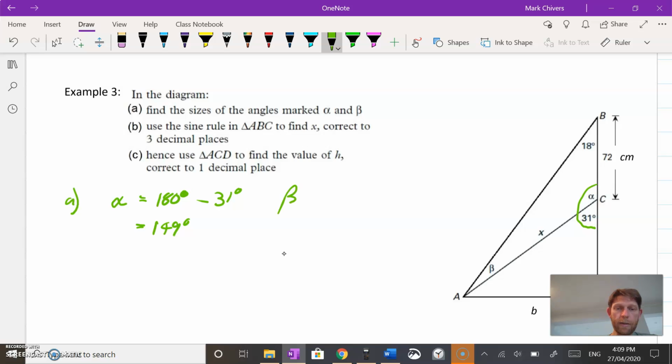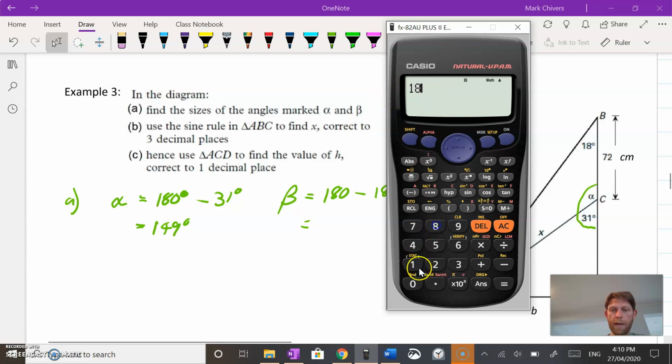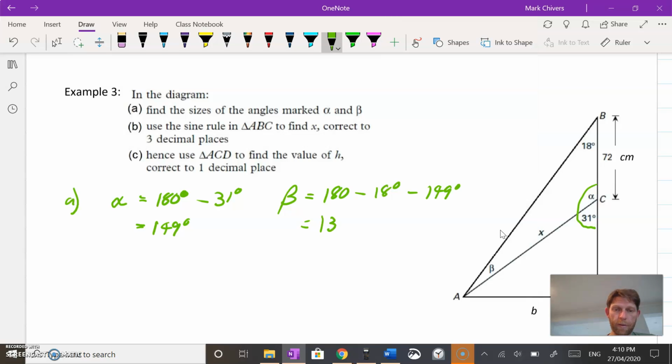And beta is going to equal 180 degrees because there's 180 degrees in a triangle. We now know what angle alpha is. We know what this other angle is. So we know all the angles in that triangle once we do this calculation. So 180 minus 18 degrees minus 149 degrees. For that, I will use the calculator again. So 180 minus 18 minus 149 gets me 13 degrees. Okay, so that's part A done.